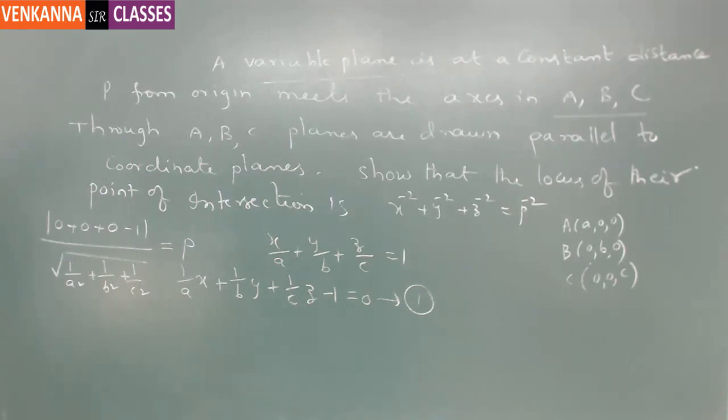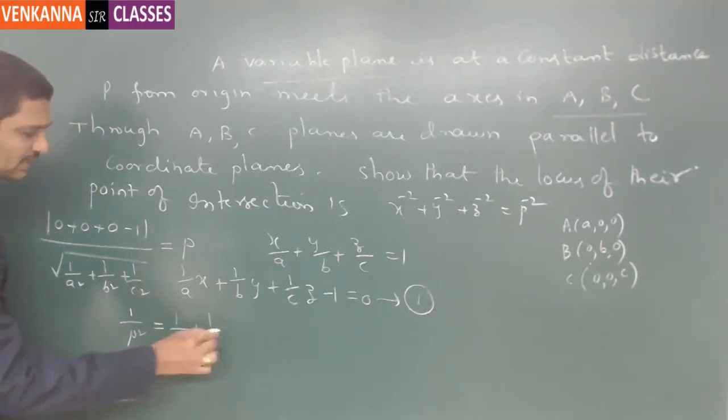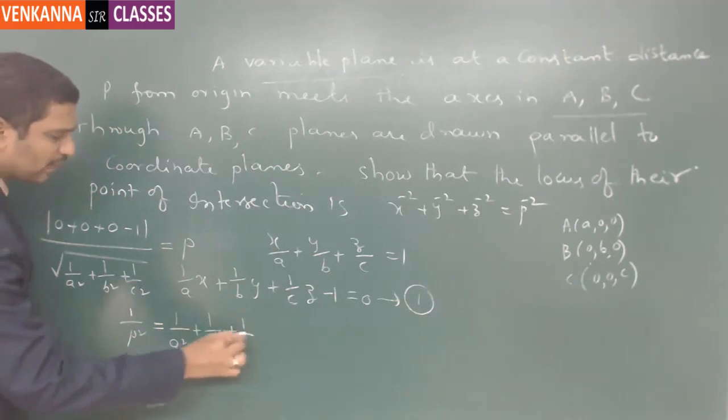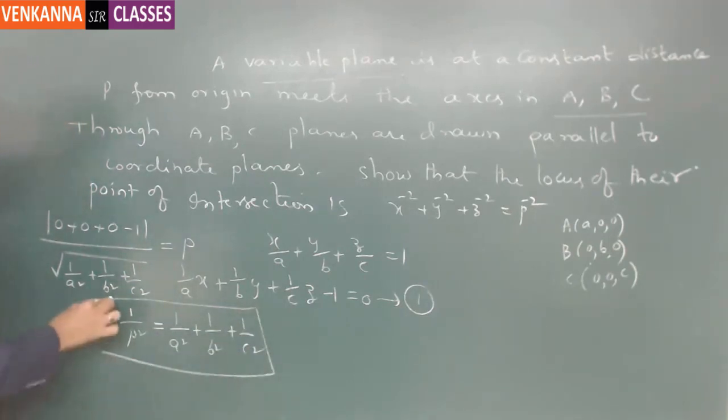So for simplification, let us take squaring on both sides and do the reciprocal. Then you have 1 by p square is equal to 1 by a square plus 1 by b square plus 1 by c square. So please take a note of it.